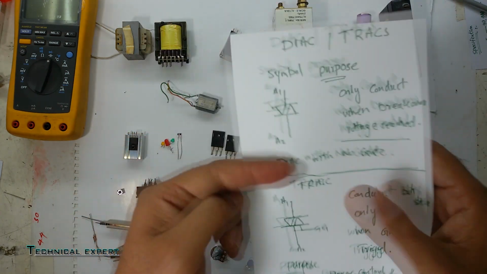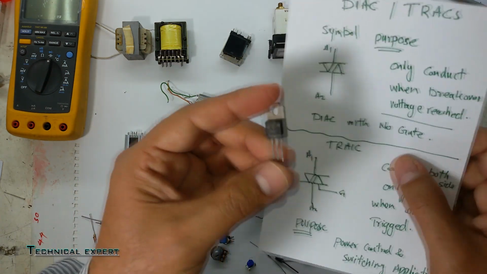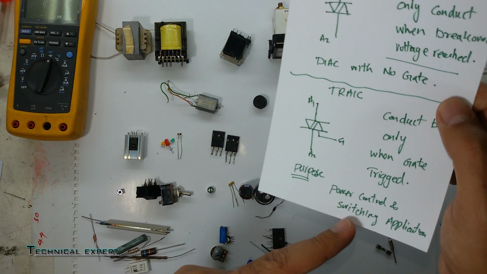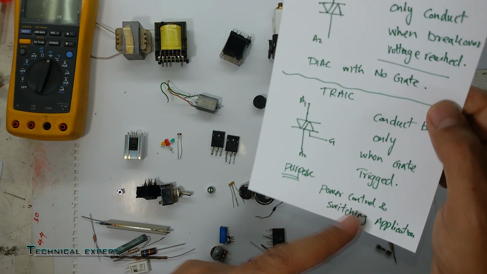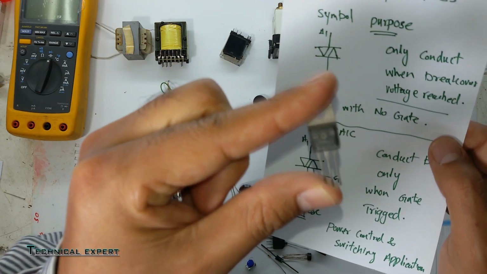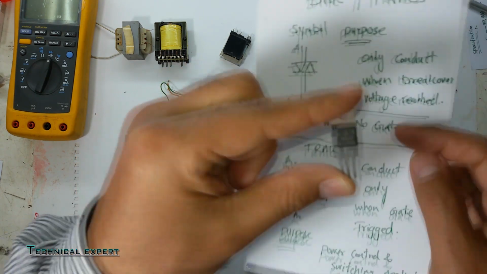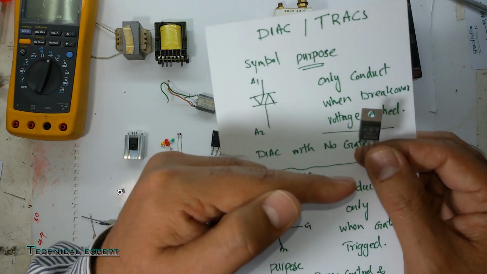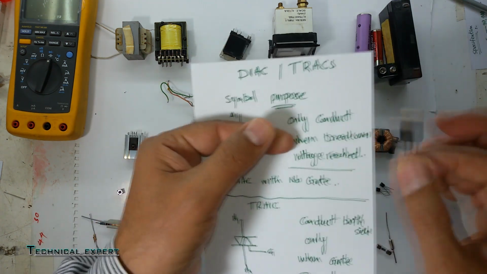And this one is the triac here, and triac means with gate. The purpose of this one is control and switching applications. Like we are giving a signal, so it will give us output. Like we have to trigger the input and it will give us output. This is the triac.